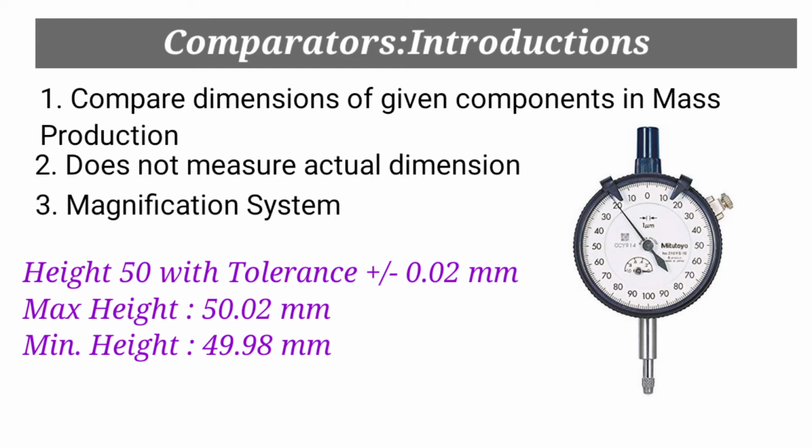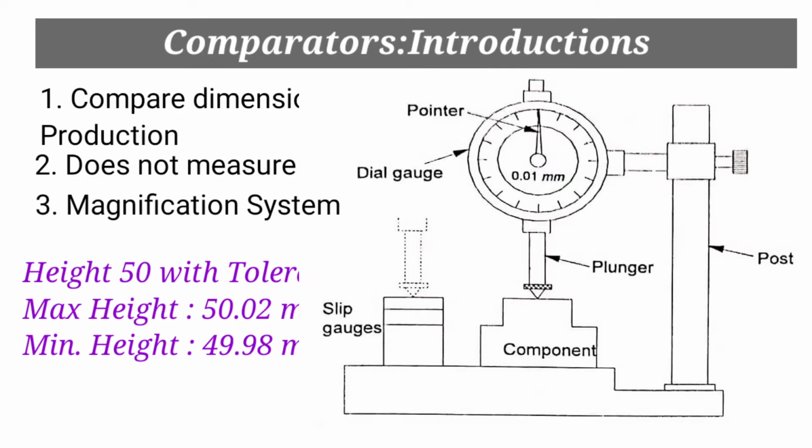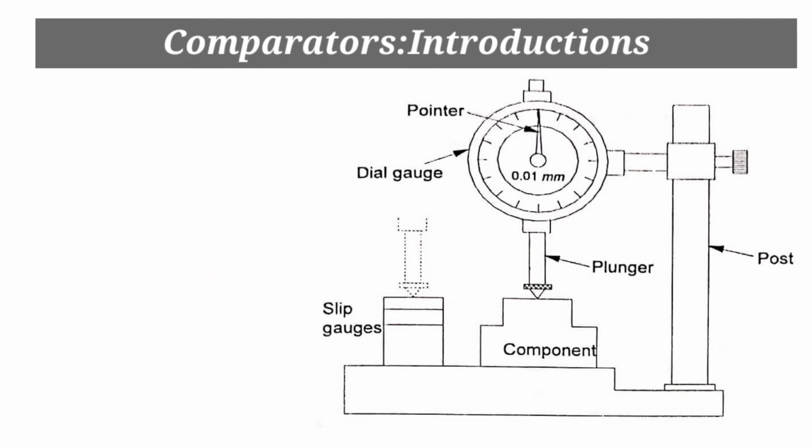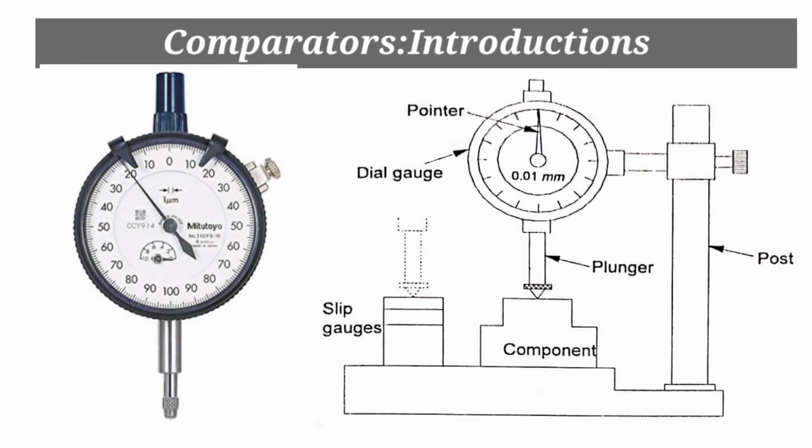As the basic size is 50 mm, which is set by using the set of slip gauges, this slip gauge is placed under the plunger of a dial indicator. The pointer of the dial indicator is now set at the 0 position. The tolerance limits provided on the dial indicator we have to set according to the tolerance given.